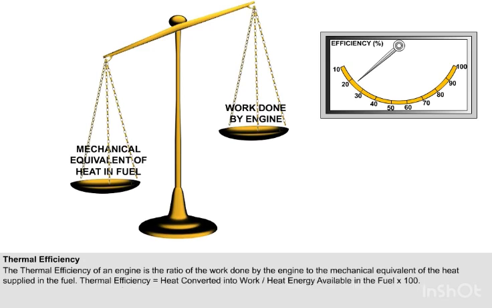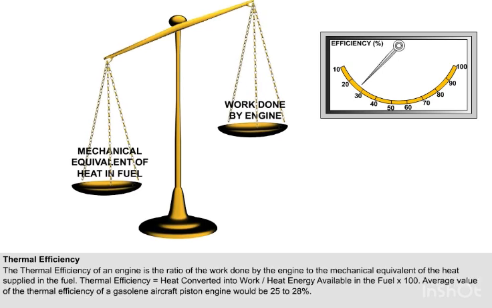For any heat engine, thermal efficiency can be shown as the heat converted into work divided by the heat energy available in the fuel times 100. An average value of the thermal efficiency of a gasoline aircraft piston engine would be in the region of 25 to 28%, whereas the thermal efficiency of a racing car engine could be as high as 30%.